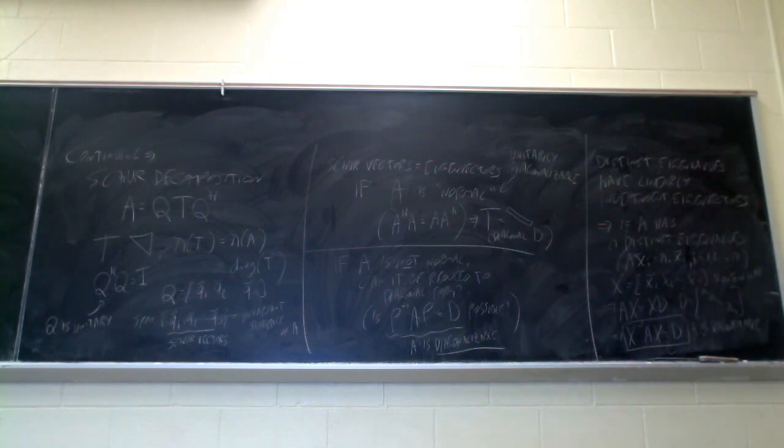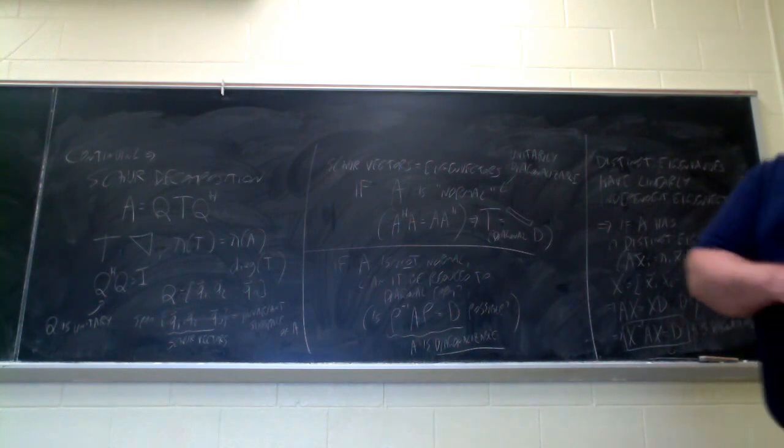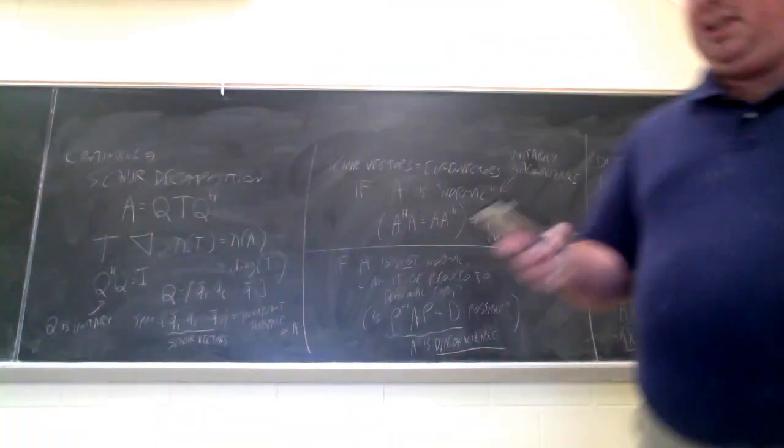So that's one case that can easily be described. A may not be a normal matrix, but it can still be diagonalizable. It's when you have eigenvalues that are repeating, where the picture gets a whole lot murkier and numerically challenging.